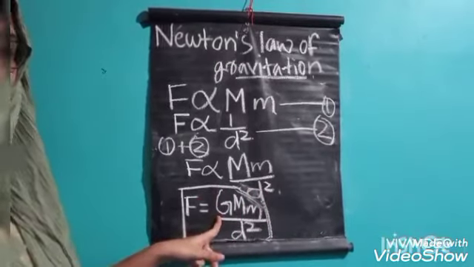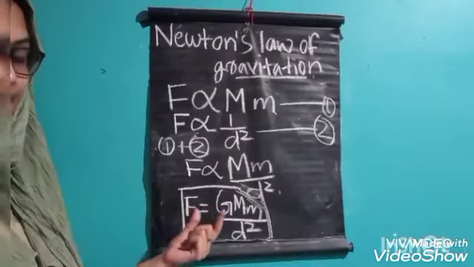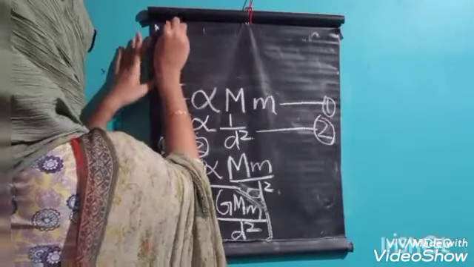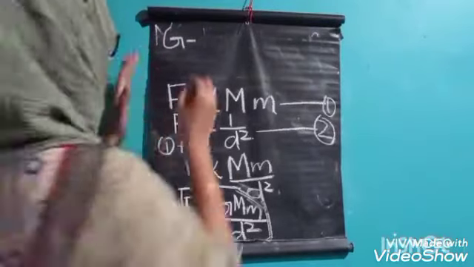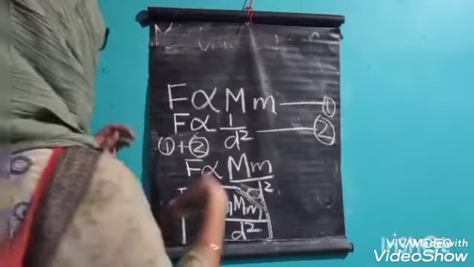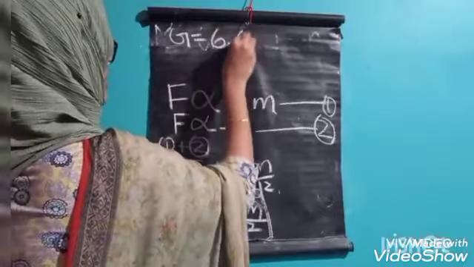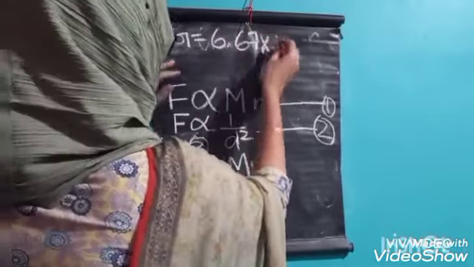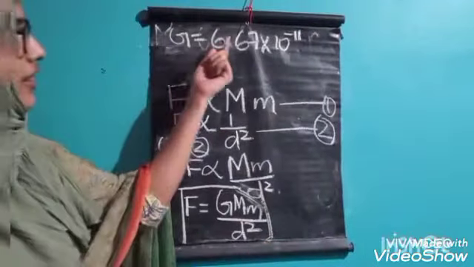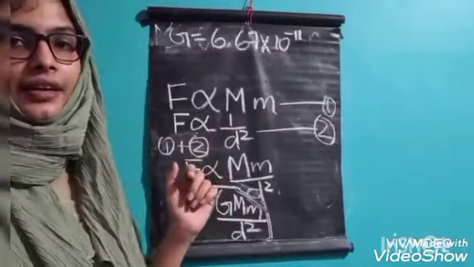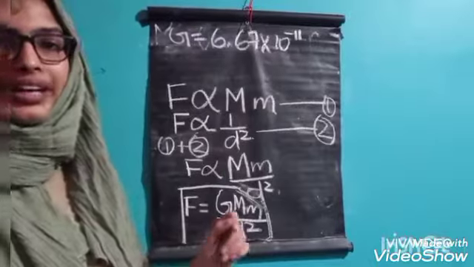So this is our equation for force of gravitation, G M m by d square. What is G here? G is a proportionality constant. G is called the universal gravitational constant. What is the value of G? G is equal to 6.67 into 10 raised to minus 11.